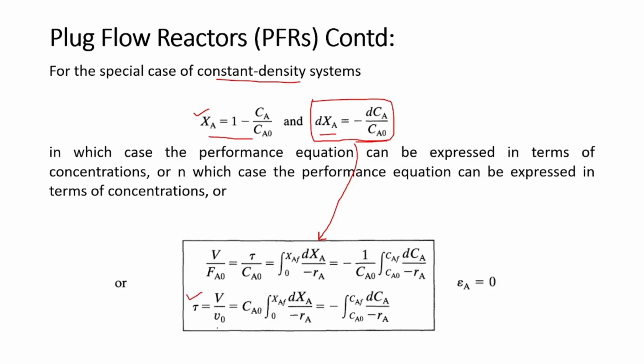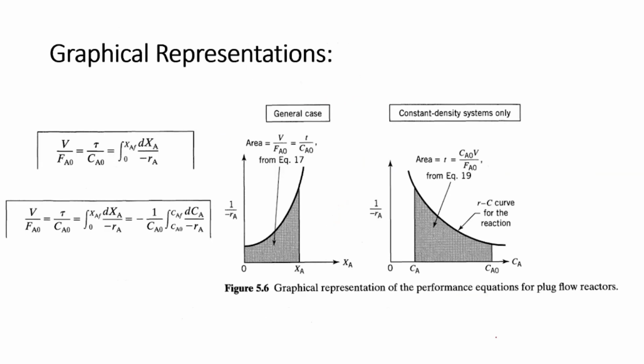And if you want to write in terms of residence time, tau is equal to V by small v naught is equal to Ca naught integral dxa by minus Ra from 0 to xf, which is equal to minus integral dCa by minus Ra from Ca naught to Cf, when epsilon A is 0. That is, when the fractional change in volume is 0. That means it is for those systems whose density remains constant. Okay, so you have two types of equations, and we can plot these equations graphically.